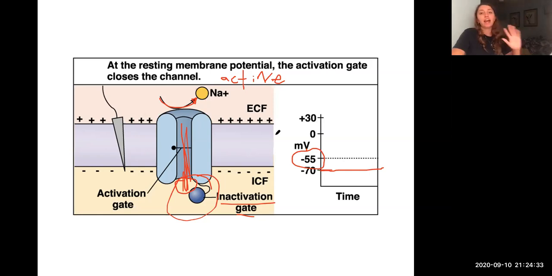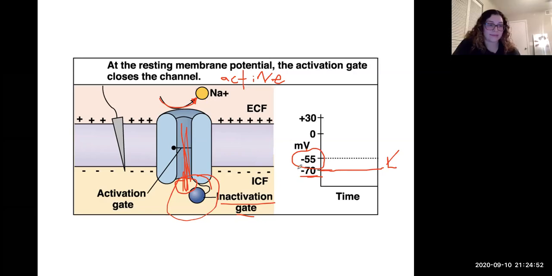Yes. And what it's trying to say is that at resting membrane potential, which is negative 70, this line right here, that's what is happening: the gate is closed, but it is active. Do you understand that? Yes.